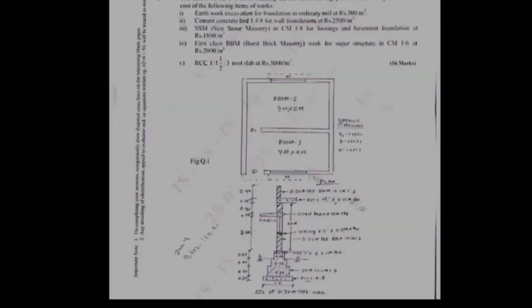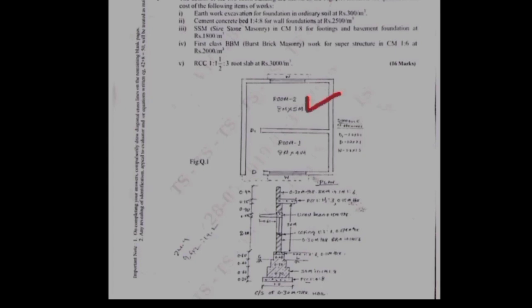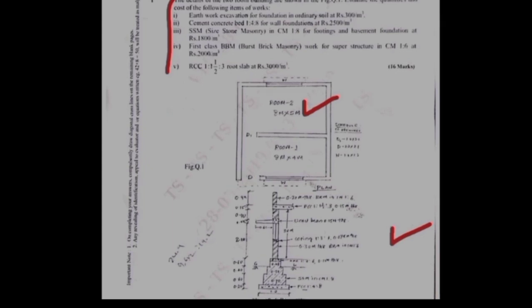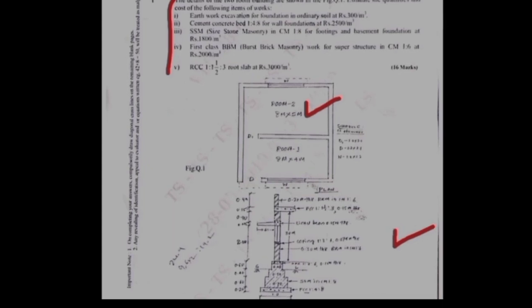So this is a question I have taken from a previous year. In the question they gave the plan of a 2-room building and the section, and they asked to find the 5 items of work. Those are mentioned above, and they also gave the rate for each individual item of work.